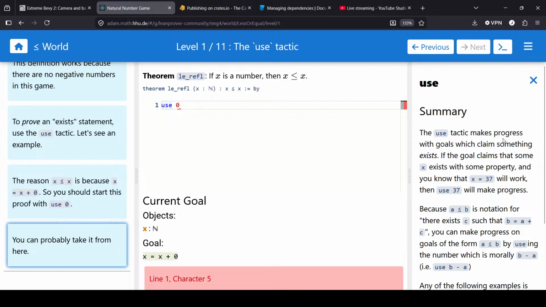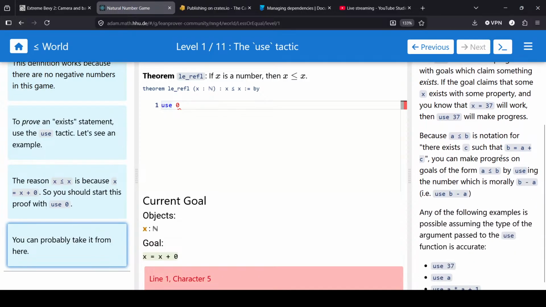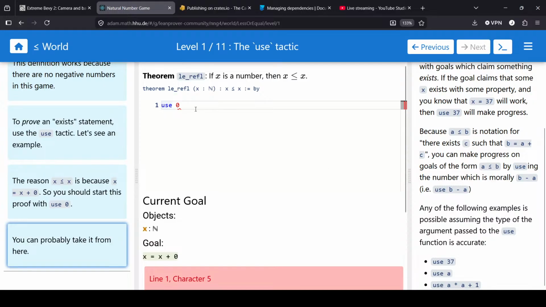The use tactic makes progress with goals which claim something exists. If the goal claims that some x exists with some property, and you know that x equals 37 will work, then use 37 will make progress. Okay. Interesting. So I guess less than or equals is special in some way, in how it's defined. And they said I can take it from here because I probably just do a subst plus, or is it add 0? I think it was add 0.